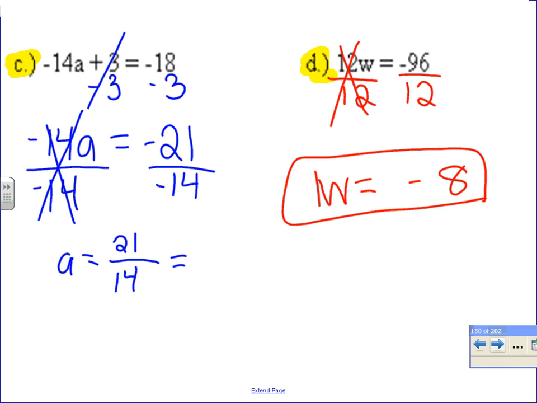Charles? Hold on. Simplify for me first. 7 goes into both of them. Good job. Or you may write it as a mixed number, which is 1.5. Okay, Charles, go ahead and say your comment. What did you do?